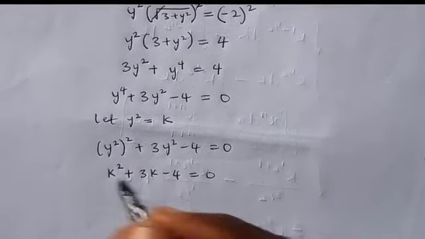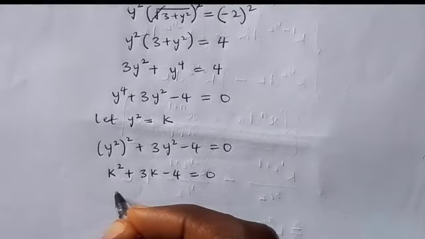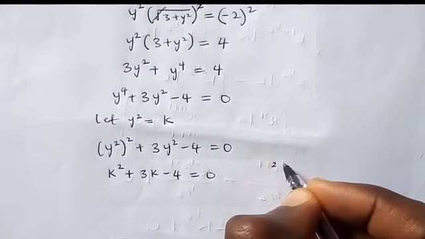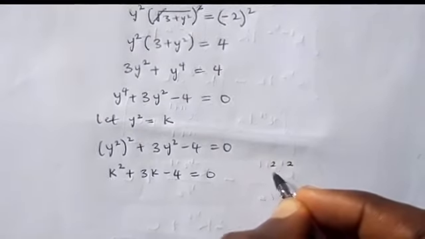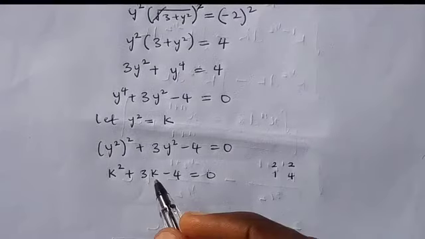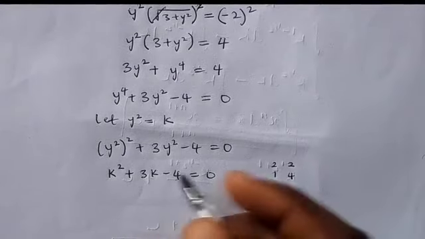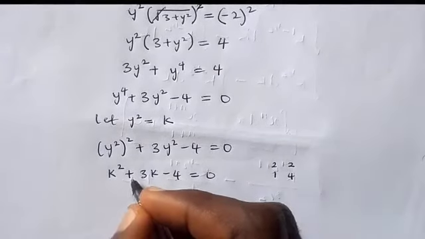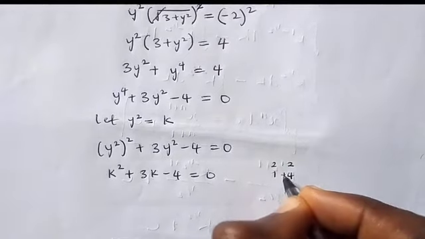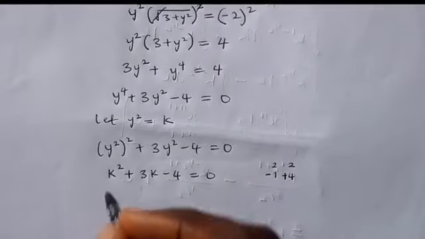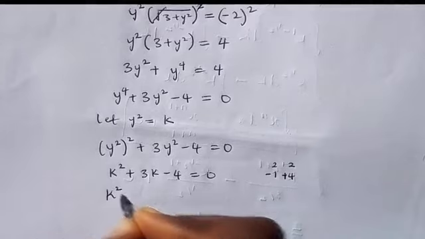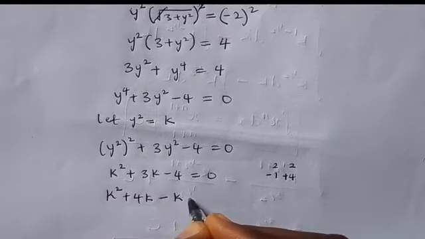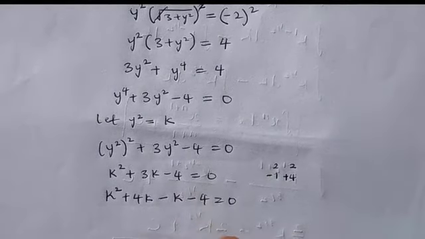Then, the factors of 4 are 2 times 2 or 1 times 4. To get this plus 3, that will be by using 4 and 1. And to get this plus 3, that will be plus 4 minus 1. That will be k² + 4k − k − 4 = 0.